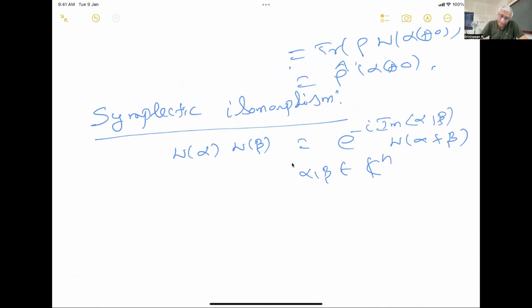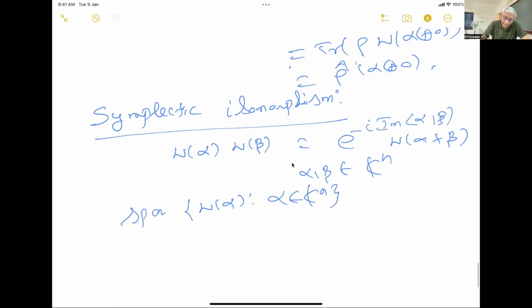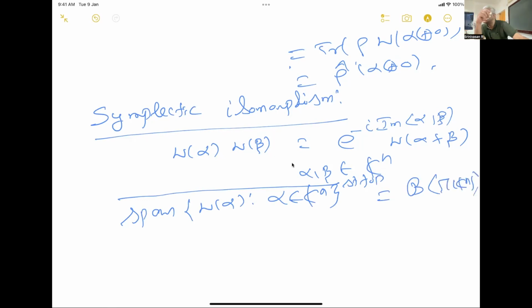Now, it's also true that if you take the span of W(α), α in C^n, and its closure in the strong topology, it generates B(Γ(C^n)), or L²(R^n), whatever, Γ(C^n). That we also know.